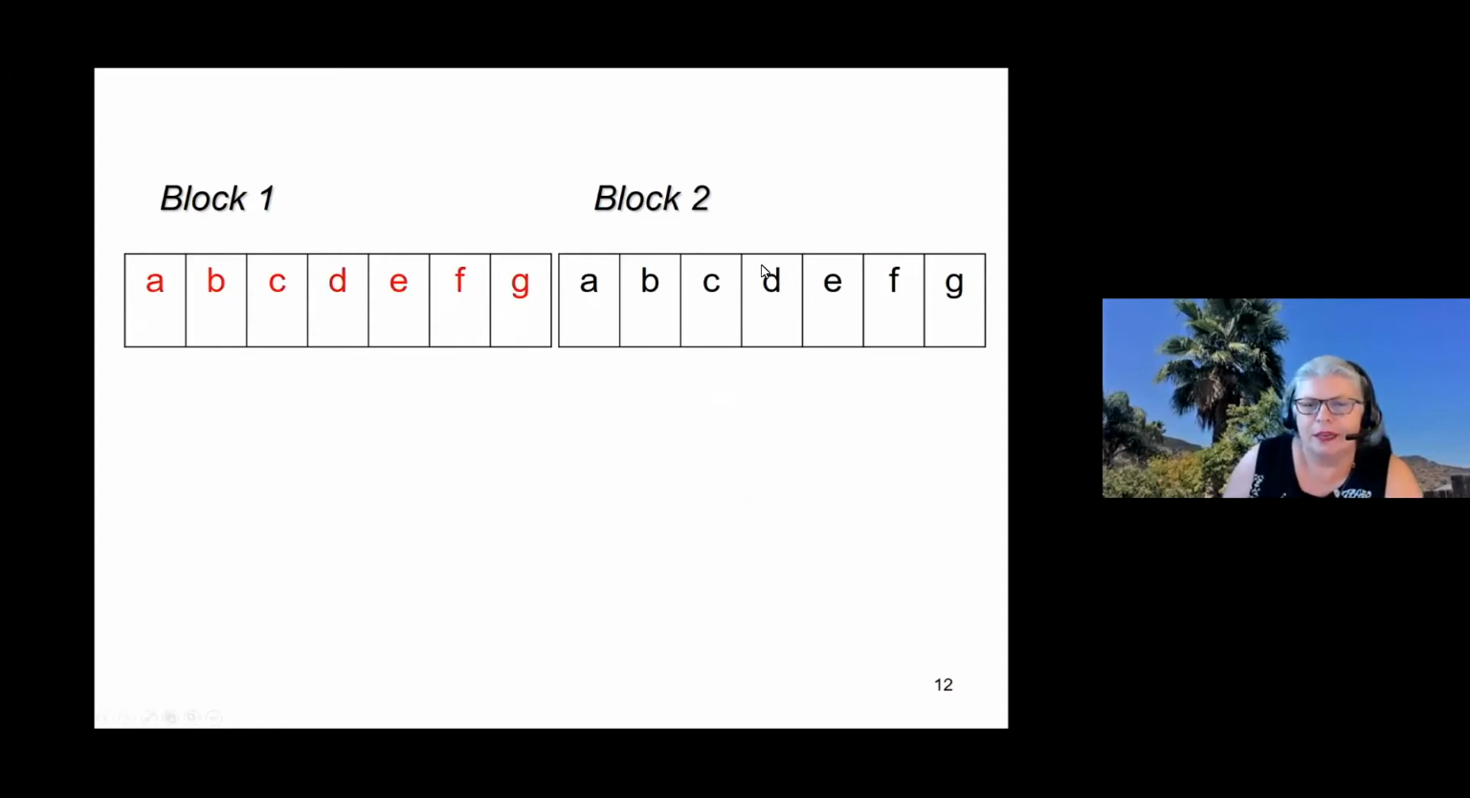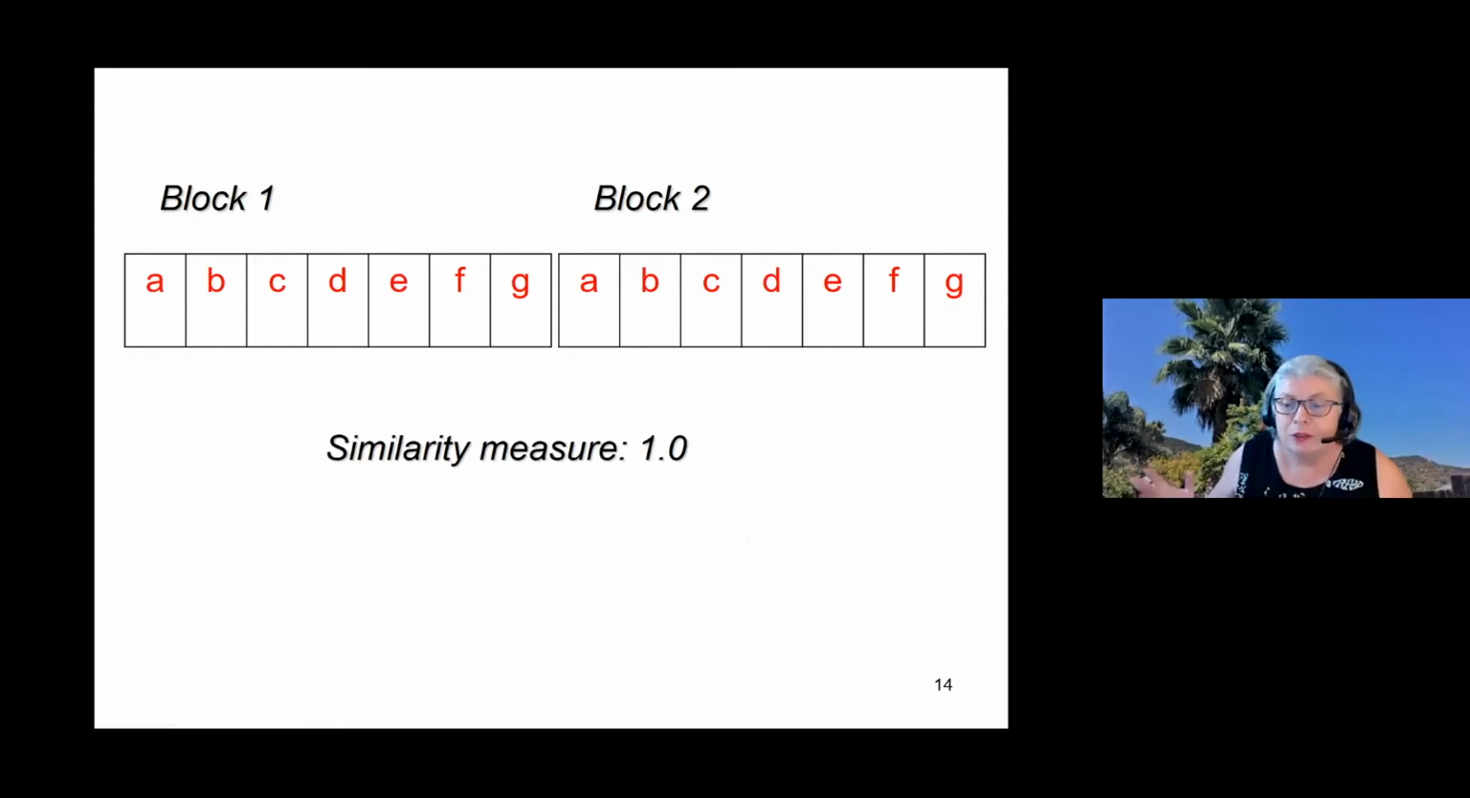So in this case, block 1 has these 7 types of words and block 2 has the same types of words. So what would be the similarity value? Well, of course, there's 100% overlap, because it's exactly the same as if you were just copying whatever is in block 1 into block 2. So the similarity measure will be 100% overlap. It's going to be 1, okay?